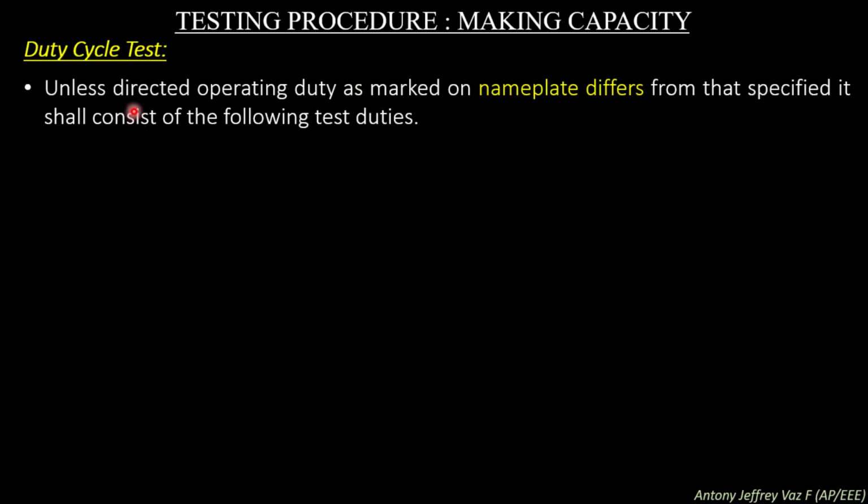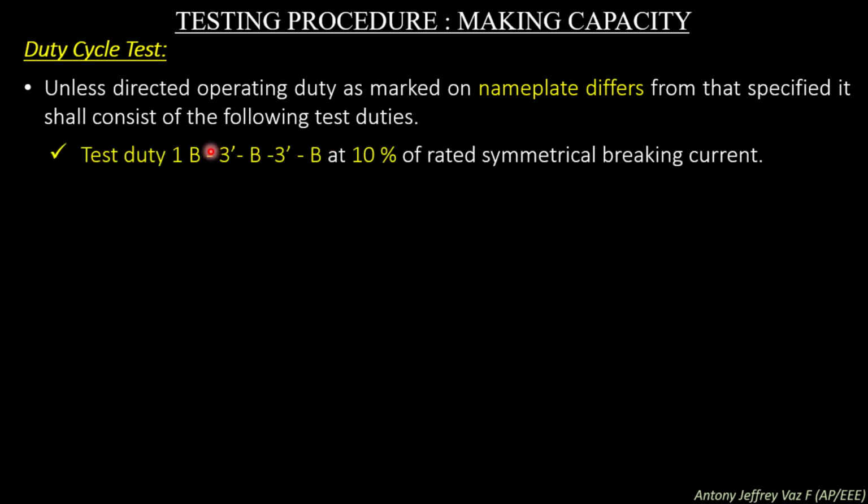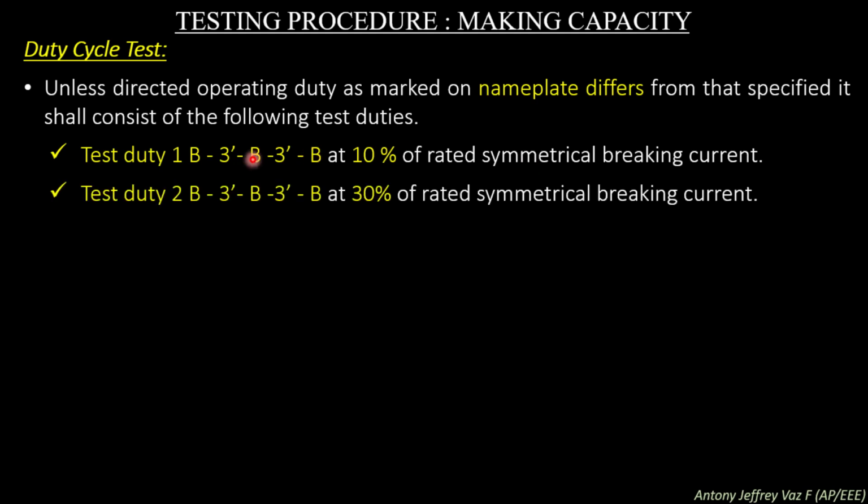Duty cycle test. Unless directed otherwise, the operating duty as marked on the nameplate shall consist of the following test duties. Test duty 1 is B, 3-minute gap, B, 3-minute gap, B, made at 10% of rated symmetrical breaking capacity. The B represents the breaking operation of the circuit breaker. Test duty 2 is breaking, 3 minutes, breaking, 3 minutes, breaking at 30% of the rated symmetrical breaking current.